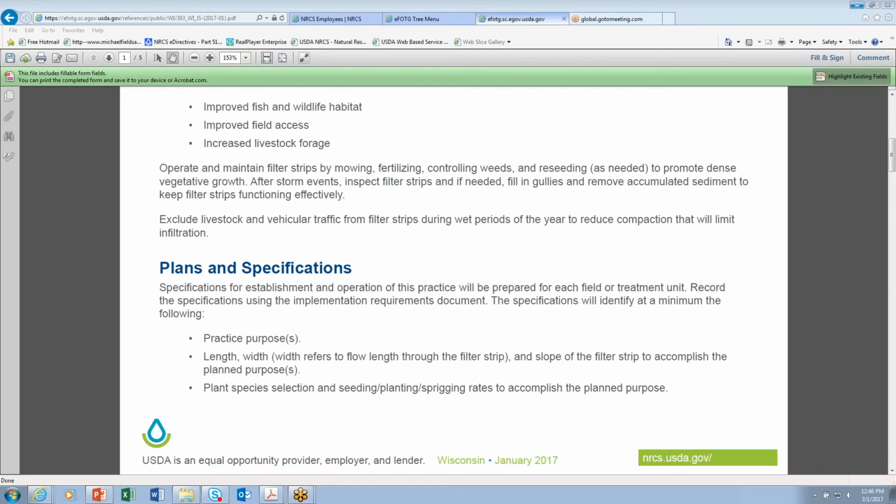Hi, I'm wondering what happens when these filter strips become saturated in about 10 years. Is there any management technique?